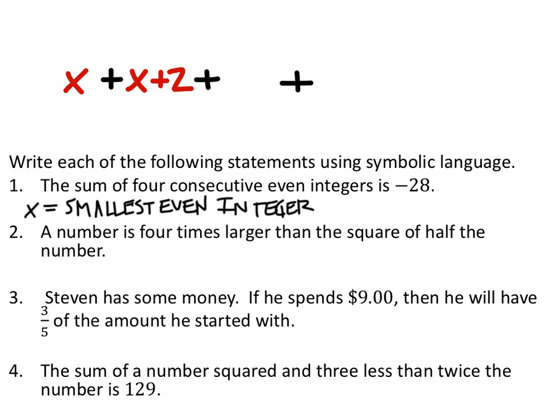But then we got the next one, which would be the smallest one. And now instead of going up 2, we've got to go up 2 more. So I've got to add 4 to that. And then I've got my next number, which would be the smallest number, but now I've got to go up even 2 more. So I've got to add 6. So this just takes care of the part of the problem that says the sum of 4 consecutive even integers.